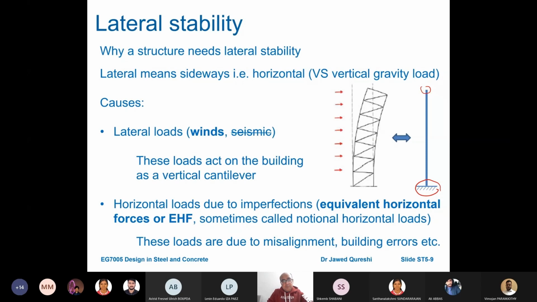Now, horizontal loads due to imperfections should be accounted for. These are termed as equivalent horizontal forces or EHF. Normally, we take 1 over 200 of vertical loads as EHF, or 0.5% of vertical gravity loads. Now, in old design codes, we used to call them notional horizontal loads. What is the cause of these loads? These loads come from misalignment. They come from out of straightness of members. They come from building errors. So the way Eurocode takes into account these loads is by equivalent horizontal forces, which we term as EHF.